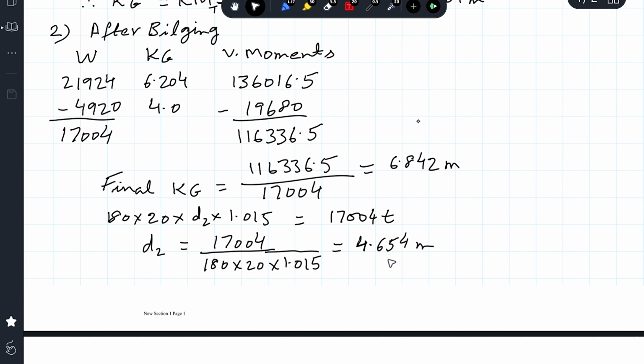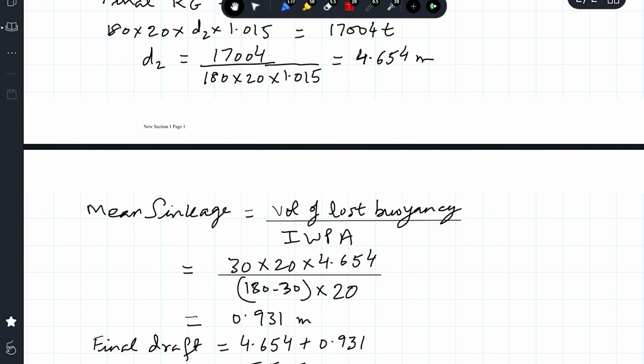So the ship, whatever is the underwater volume according to this draft and displacement, that underwater volume will now remain constant. The ship will maintain that underwater volume after bilging. So the effect of bilging will be an increase in draft to maintain this underwater volume now. Volume of lost buoyancy upon intact water plane area.